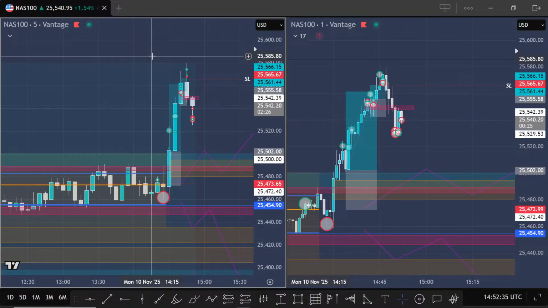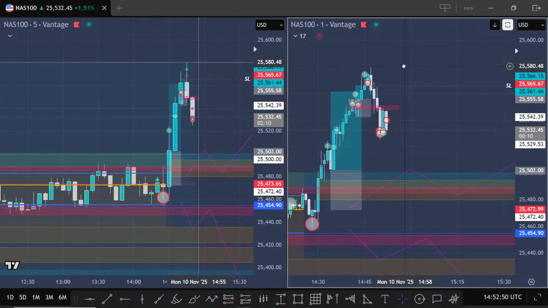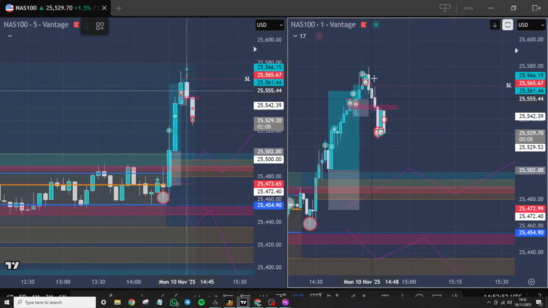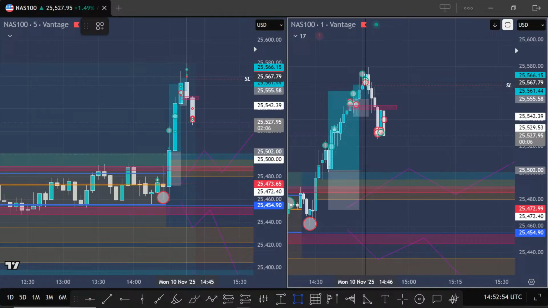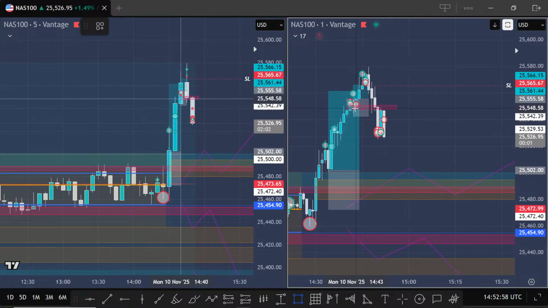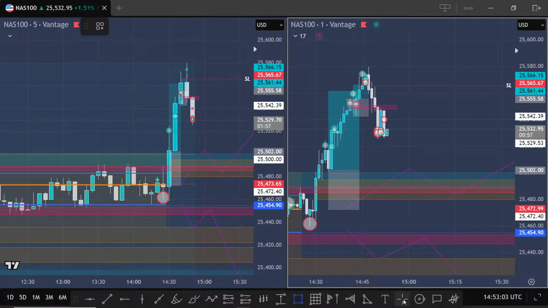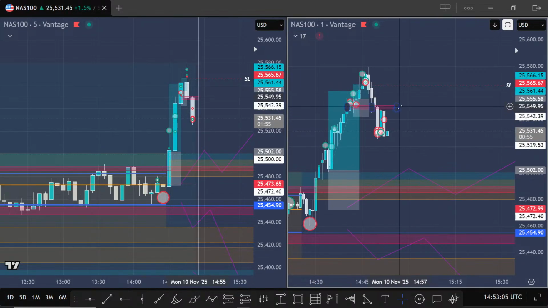I kind of want to leave this alone now. The value area shifted on the main profile, so this is the value area high. So I really want to see this high broken for anything continuation-y. So I think now, as I said, at this level at the moment it's sellers in control.